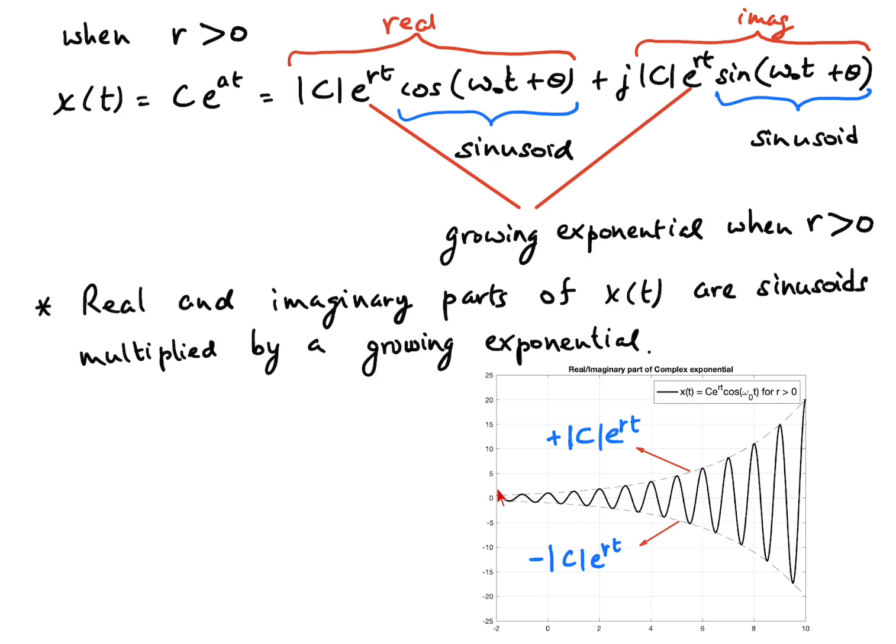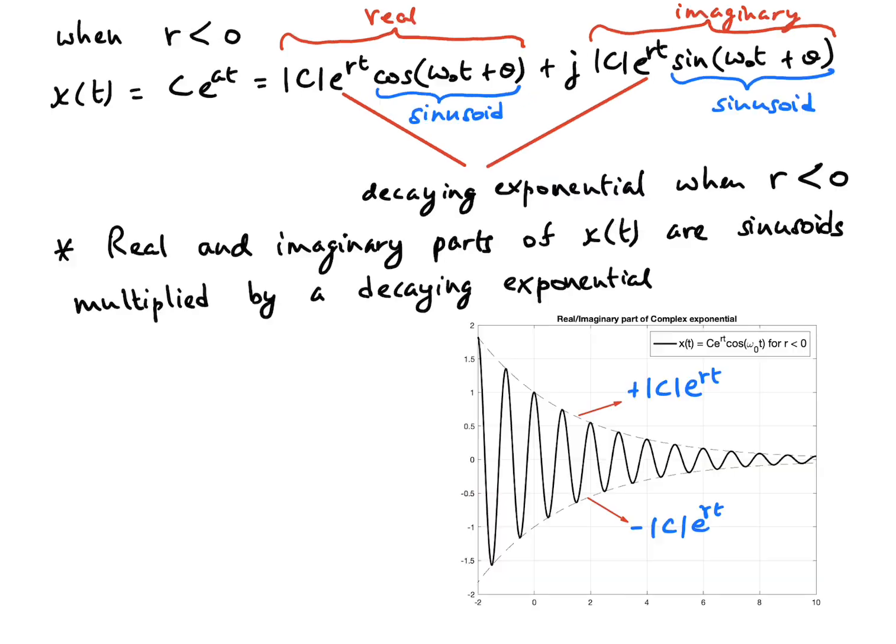Here also I have shown the growing exponential with the cosine term, that is for the real part. Similarly, for the imaginary part, it's going to be the same shape except that it will start from 0 and keep oscillating. And that's exactly what we have here also for the case when r is less than 0, where it is a decaying exponential, and I have shown it for the real part only, the cosine term. Similarly, we can have it for the imaginary term, which will have the sine waveform starting from 0. Again, as before, the upper envelope is the positive magnitude of c e power rt, and the lower envelope is the negative magnitude of c e power rt.